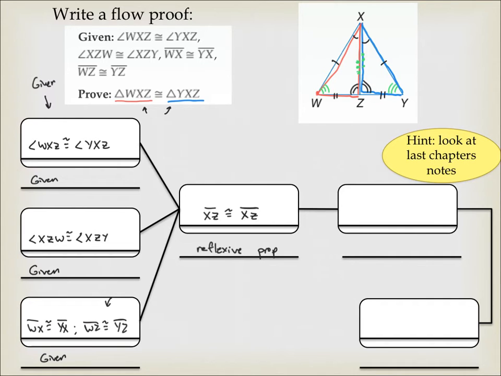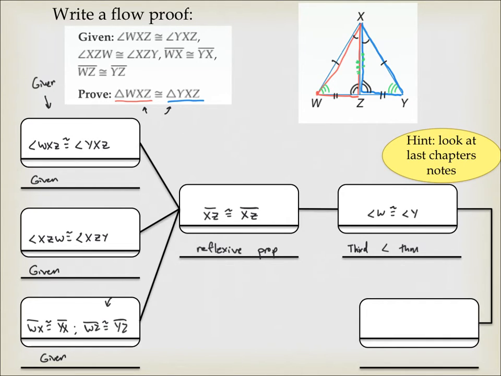Now, last but not least, we need to somehow prove that angle W is congruent to angle Y. And if you look back into last class's notes, our theorem is there. The reason for this is the third angle theorem.